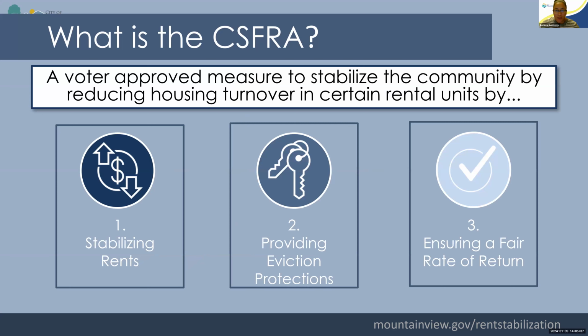All right, so most of us probably know already about the CSFRA, or the Community Stabilization and Fair Rent Act, that was passed by the voters in Mountain View, and it is aimed to do three main things. So we have stabilizing the rent, so those rent caps that are in place. We have eviction protections, and then the third thing is to ensure a fair rate of return for property owners on their investment.